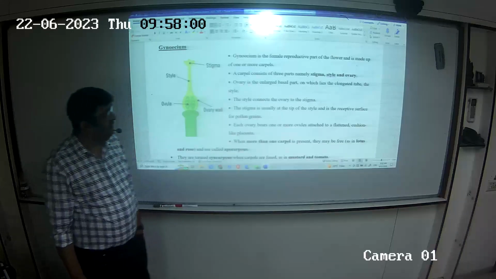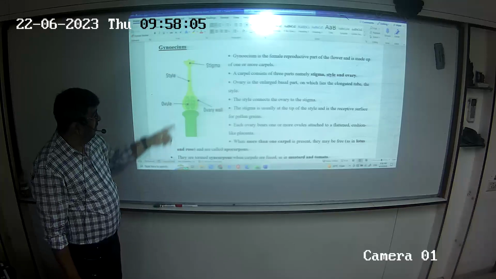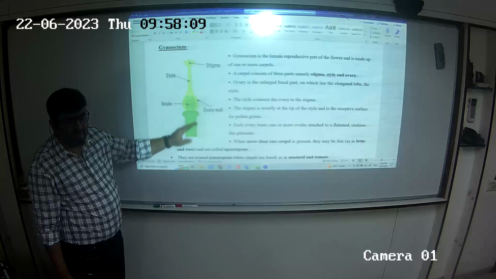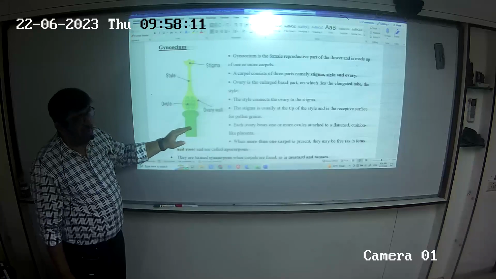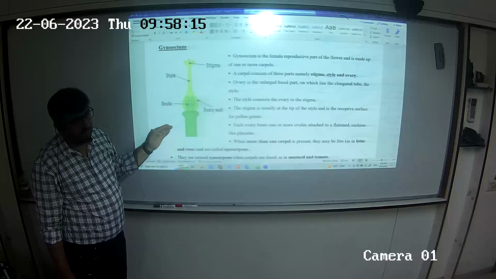Carpel consists of three parts: stigma, style, and ovary. Ovary is the enlarged basal part. Where is the ovary attached to? Thalamus. Right now, on the last node. Okay.